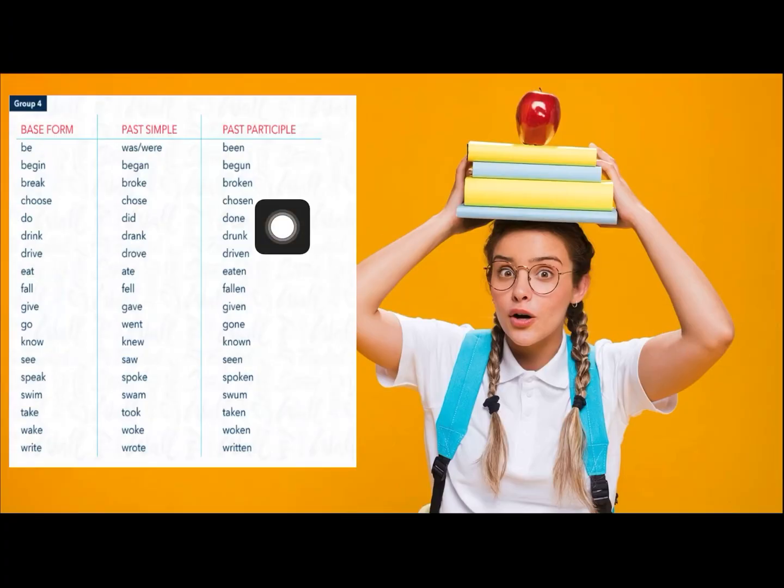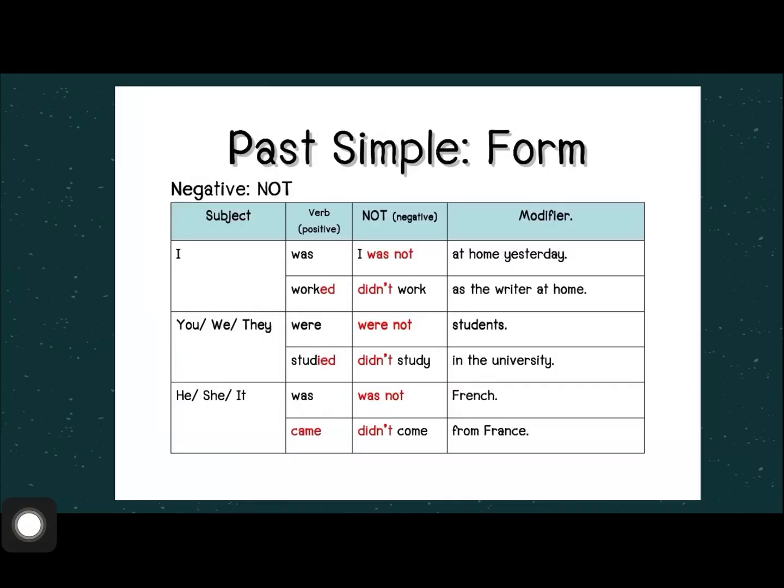Be in a base form is used in different present sentences. Be, like are, is. In the past simple this was, were. It is not for this moment. We have in the base form begin, in past simple began, break broke, choose chose, do did, and so on. Yes? Good, very good.